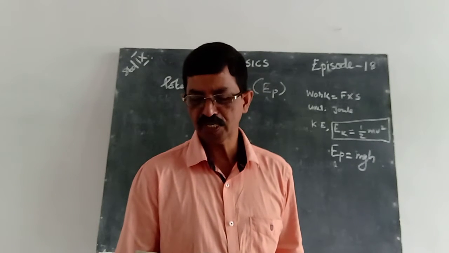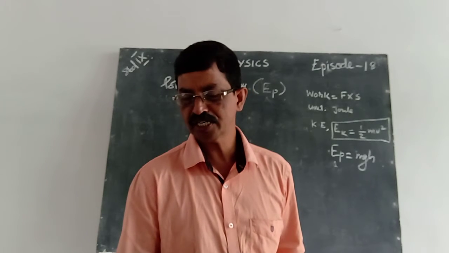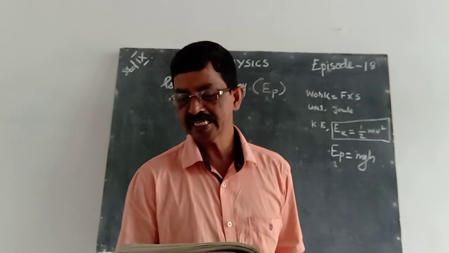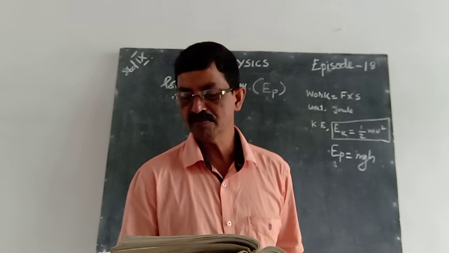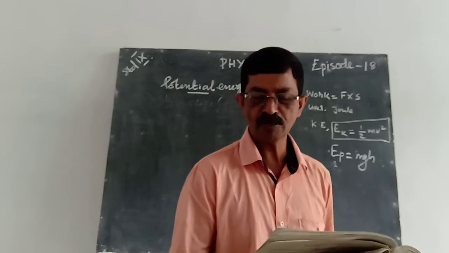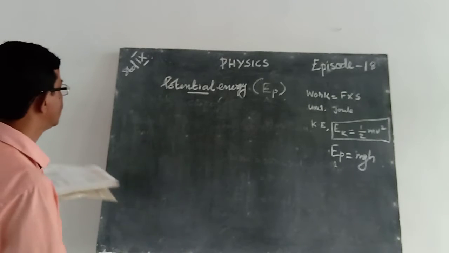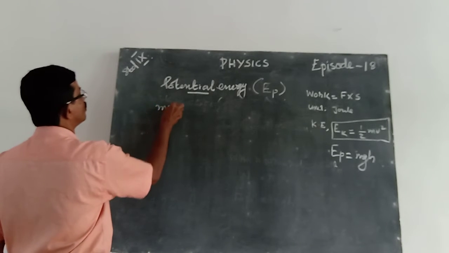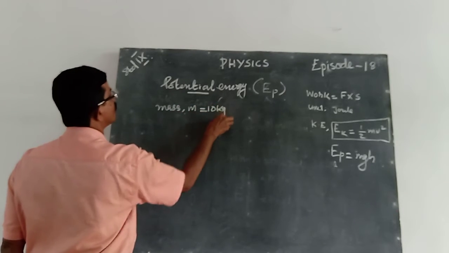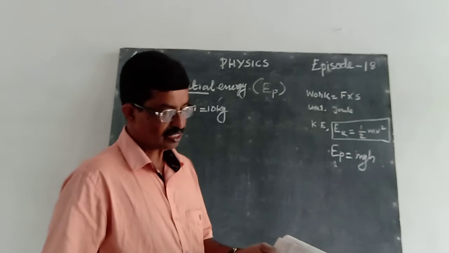Some numerical problems are given to you, solve them. Find the energy possessed by an object of mass 10 kg when it is at a height of 6 meter above the ground, given g is equal to 9.8 meter per second square.